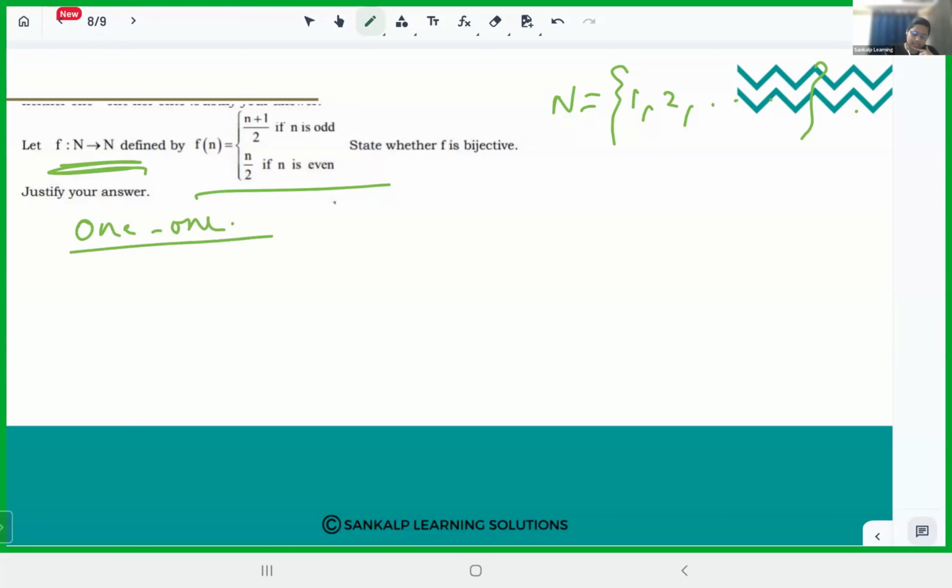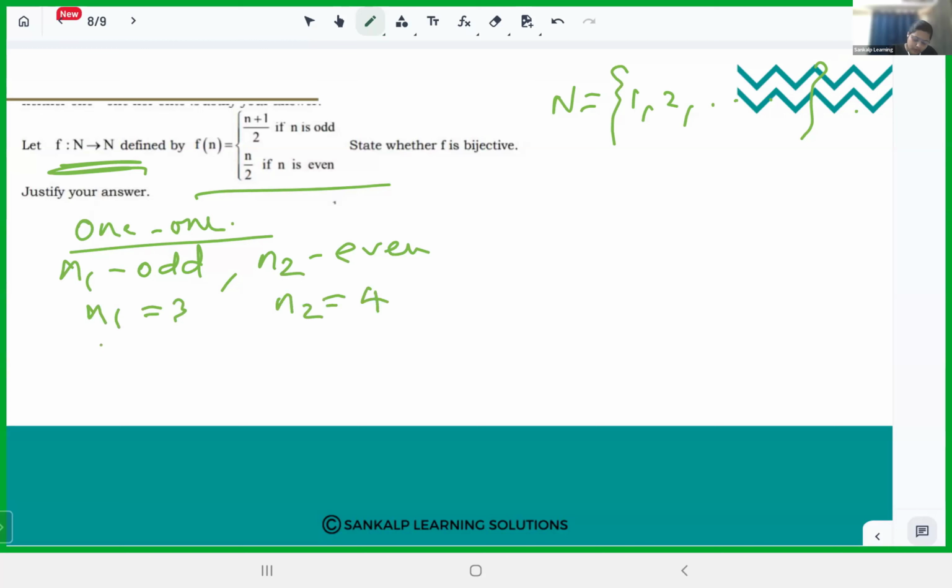I'm taking the case that n1 is odd. Let n1 be an odd number, and n2 be an even number. Or you can also take n1 as an even number and n2 as an odd number. It's your choice. So here I'm taking n1 as an odd number and n2 as an even number. So let n1 be 3 and n2 be 4.